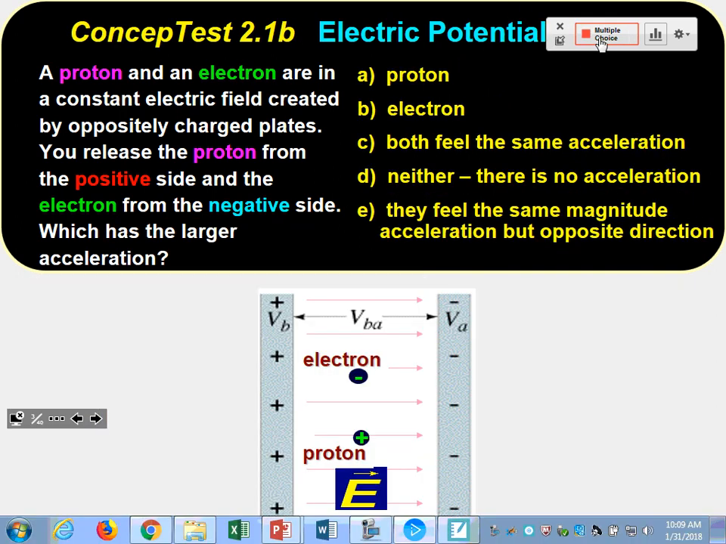Which has the larger acceleration in this electric field, this proton or electron? The electron is released from this side, the proton is released from this side, this one goes this way, this one goes that way. Which feels the larger acceleration? All right, let's stop at 45.